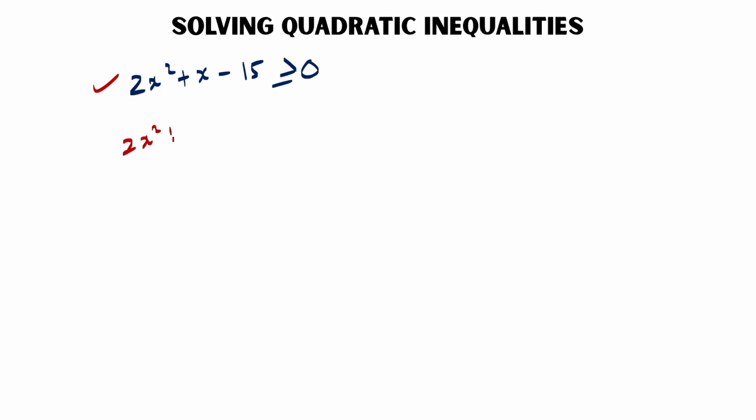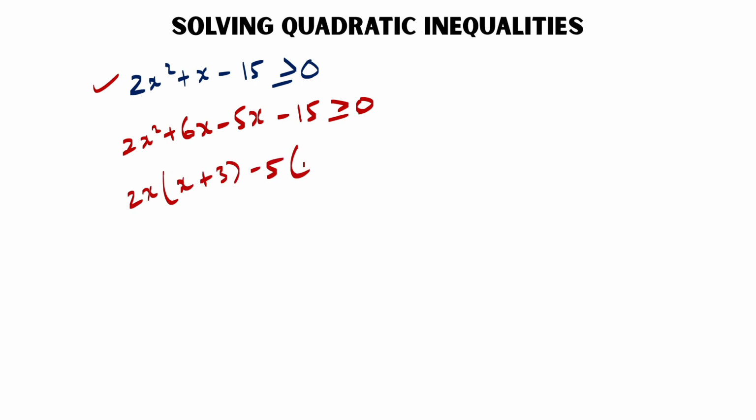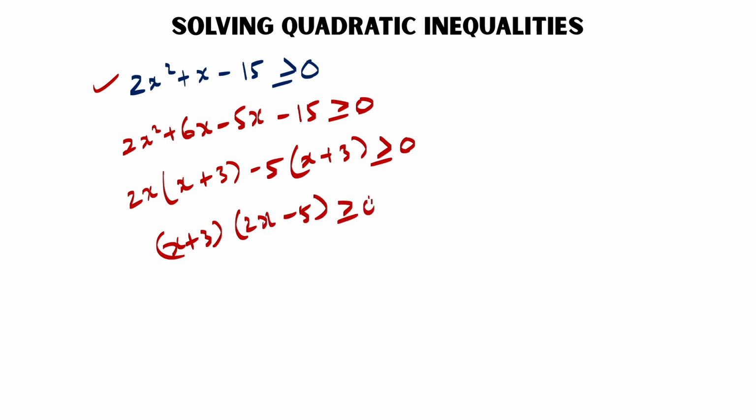2x square plus 6x minus 5x minus 15 is greater than or equal to 0. So 2x into x plus 3 minus 5 into x plus 3 is greater than or equal to 0. So x plus 3 and 2x minus 5, this will be greater than or equal to 0. If we consider x plus 3, x will be equal to minus 3, and if we consider 2x minus 5, then x will be equal to 5 by 2.